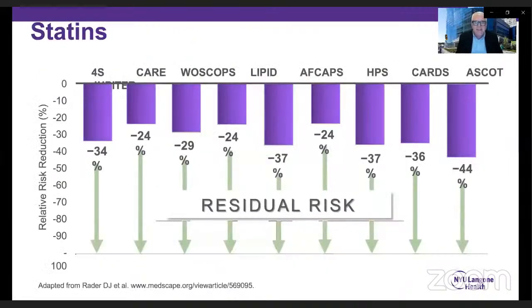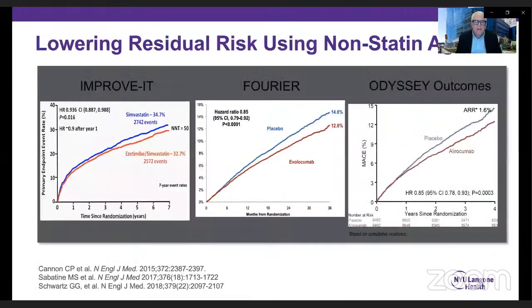Statins are clearly the mainstay of therapy, yet despite statin therapy in all of these trials, there's a significant amount of residual risk that continues to drive events in patients that we would consider reasonably treated. And so where are we with non-statin therapy in this concept of additional LDL lowering? And trials such as IMPROVE-IT, FOURIER, and ODYSSEY OUTCOMES have really informed us of the role of adding safe LDL lowering agents to statins, ezetimibe, and PCSK9 inhibitors in the case of these trials.